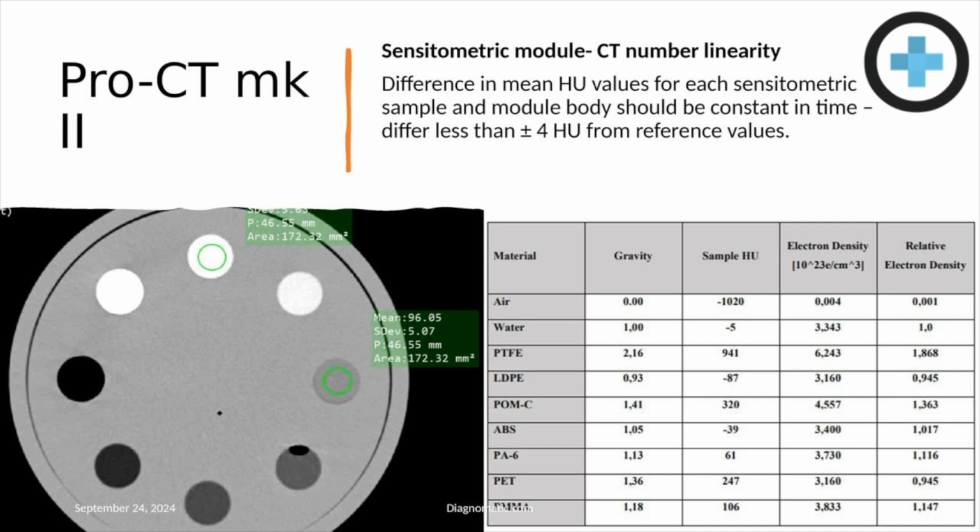The sensitometry module for CT linearity has a number of different inserts. Again, backing up, the Hounsfield units are used to help quantify different tissues in a CT scan. So, for example, water has a HU of 0. Fat has a HU of somewhere between -100 and -150. Bone has a value of +1,000.